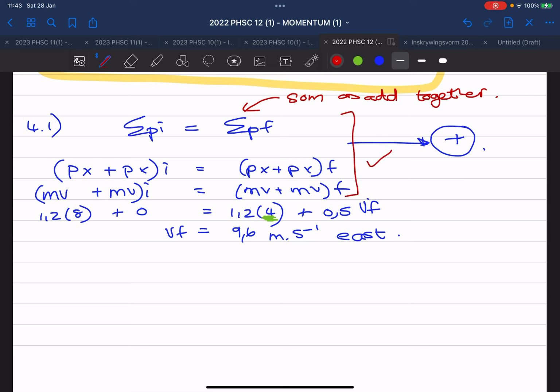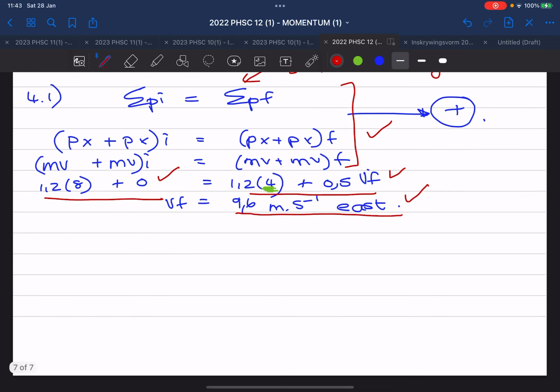So jy hoef hulle nie almal neer te skryf nie. Dit maak vir jouself makliker as jy doen, maar vir enige formule, dan kry jy 'n punt vir waardes wat jy ingevul het. A mark for values that you substitute on both sides, and then you get 1 mark for this answer here. So if you leave out east, as jy vergeet om oos te skryf, dan kry jy nie daai punt nie. Then you don't get that mark. Okay, so moenie dit vergeet nie.